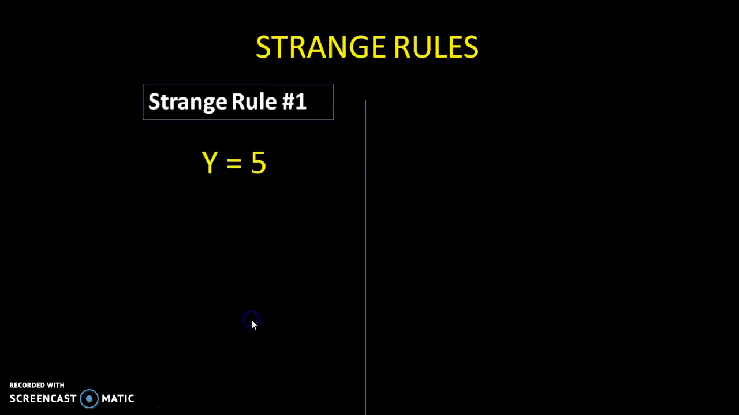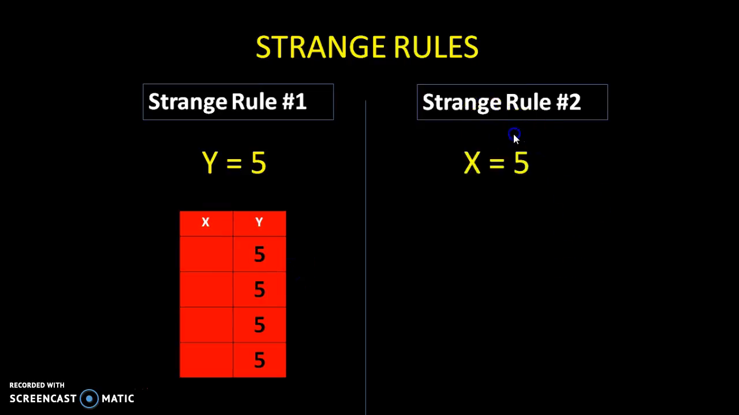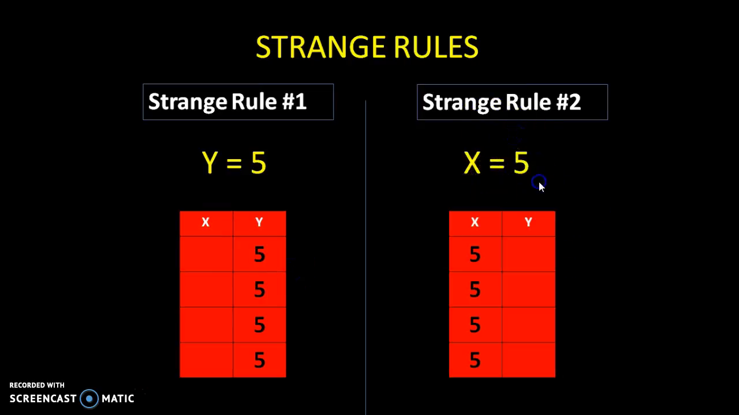So let's summarize our strange rules here. We have y equals 5. That's going to make sure that all of our y values, regardless of our x value, is 5 when we look at this in table form. And for strange rule number 2, when we have x equals 5, it means regardless of what our y value is, our input or our x value always has to be 5.